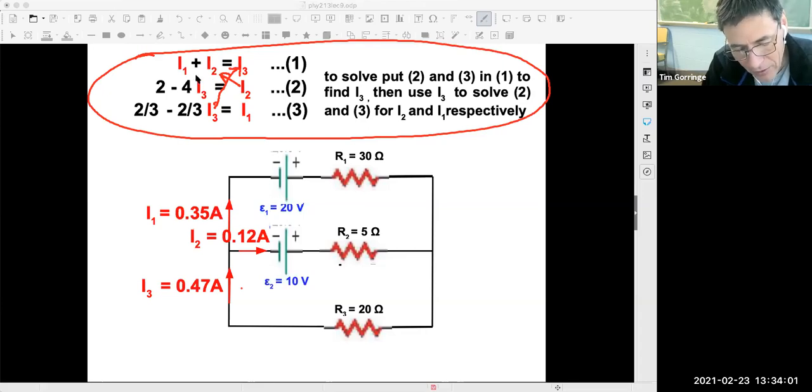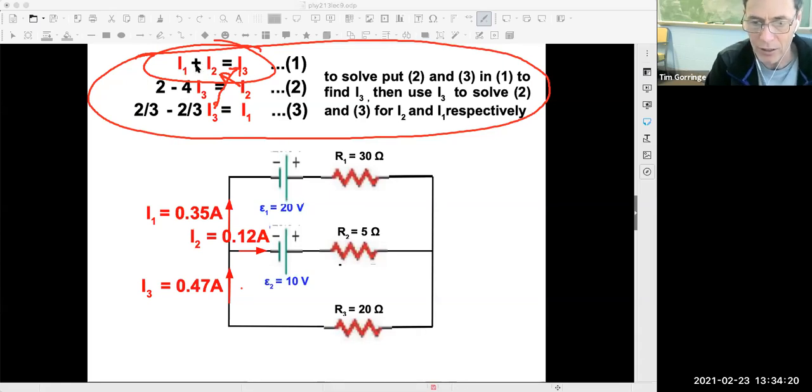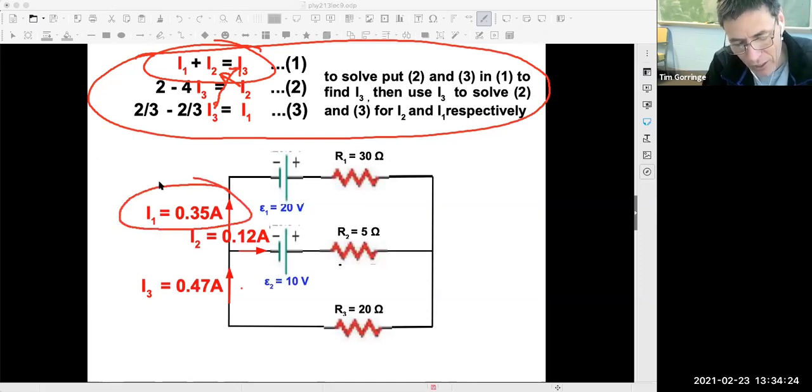So again, the top equation contains all 3 unknown currents. But I can eliminate I2 with the second equation, and I can eliminate I3 with the third equation, leaving a new equation that just has I1s in it. And if you solve that equation, you find that I1 is 0.35 amps.